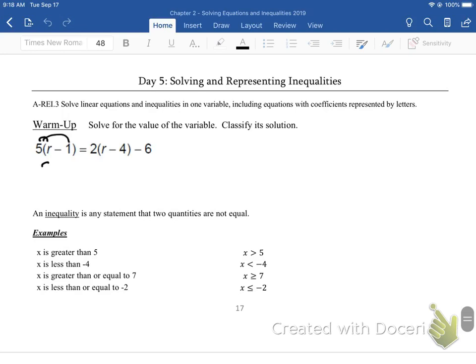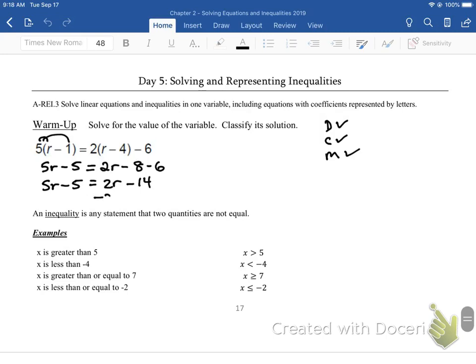So we're going to multiply 5r minus 5 equals 2r minus 8 minus 6. Okay, then combine. DCM is our method. We distribute. Then next is combine. So we combine the like terms. 2r, these are on the same side. So negative 8 and negative 6 is minus 14.